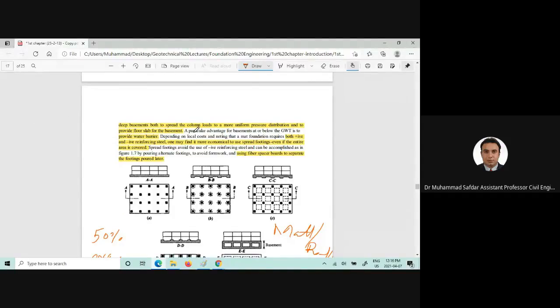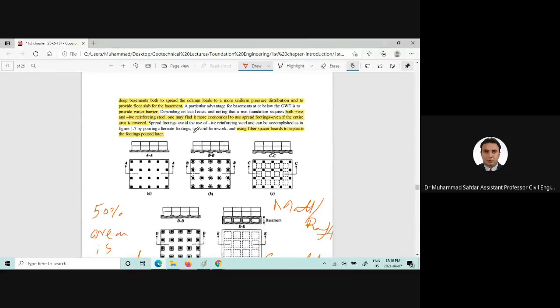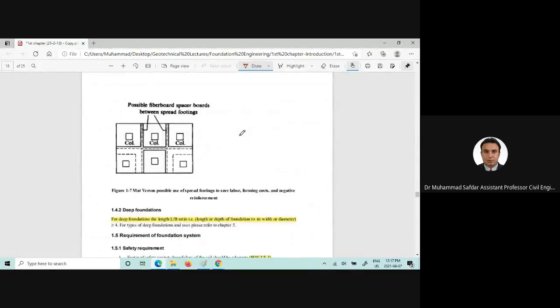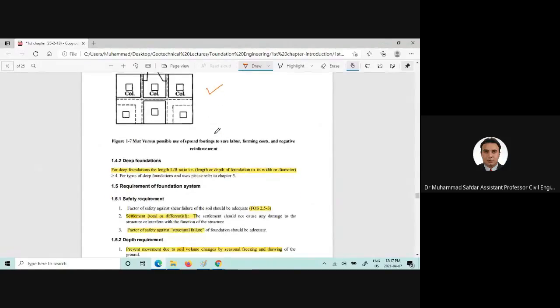It's a bit costly, it's uneconomical, because we need to provide both the positive and negative reinforcement in this mat foundation. So sometimes people prefer to use fiber spacer boards in there just to avoid those negative reinforcement or the extra cost, to reduce the cost of the project.